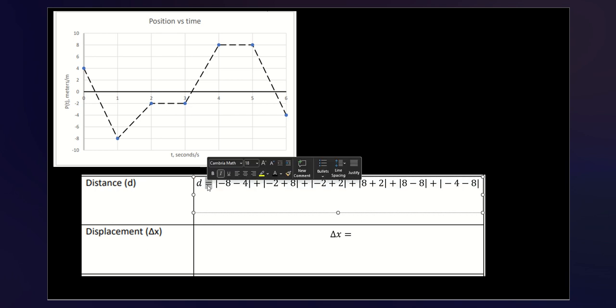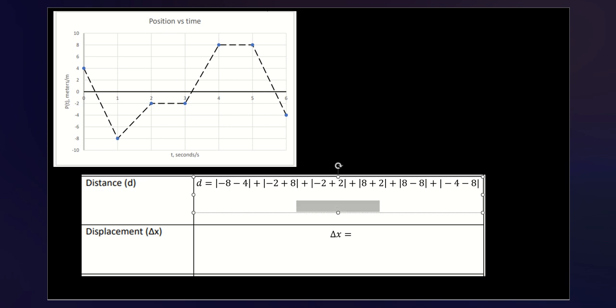Now, starting to solve this, what we're going to do is start basically following what's in these absolute value signs. So, -8 minus 4 would become negative 12.